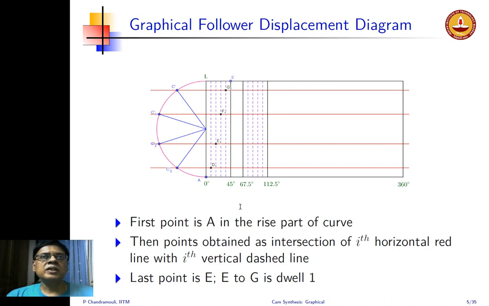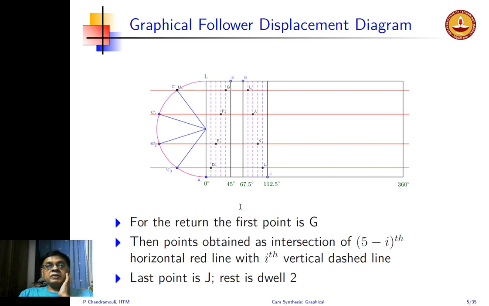Just think about it. If you don't, maybe one of you can post it in the forum as to why this will be part of a simple sinusoidal curve. Forget about simple harmonic, but the sinusoidal curve. So prove that when I construct like this and join these points, that curve is part of a sine or cosine, it doesn't matter. Now E to G, of course, is as well, and for the return, what we are going to do is follow the reverse process.